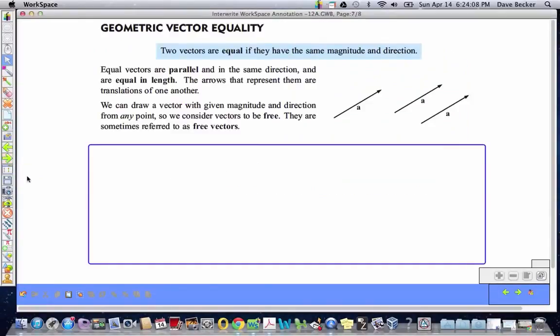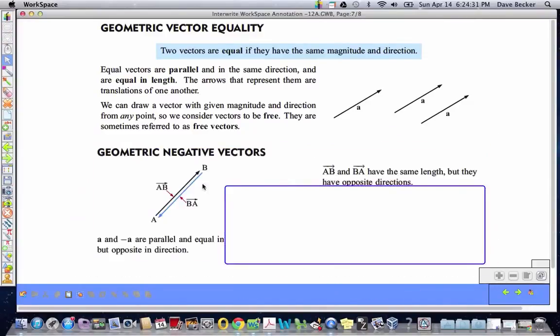That's very, very important. Two vectors are equal if they have the same magnitude and direction. So all of these vectors are equal even though they're in different places. We consider them equal. This one could be way over here. Doesn't matter. If they're traveling in the same direction and they have the same magnitude, then those vectors are indeed equal.